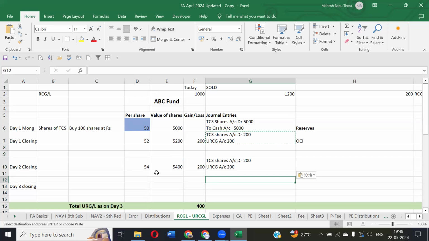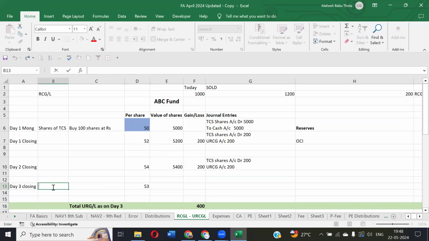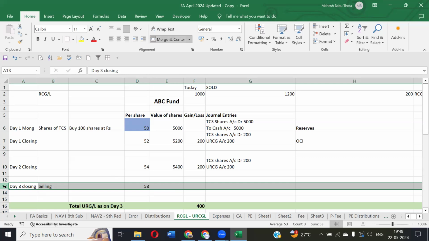That's it. Then on day 3, suppose we are selling this asset at 53 rupees. Closing means we are selling it on day 3. So what is the general entry on day 3? Debit cash account, to TCS shares account.